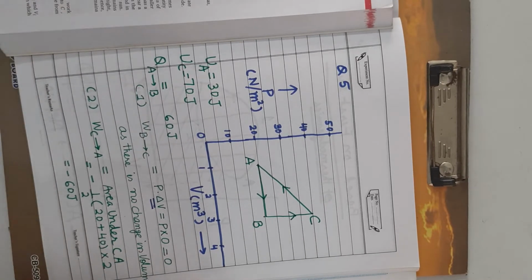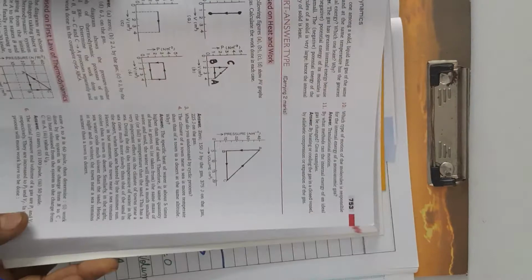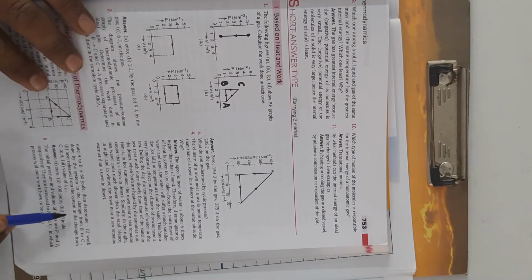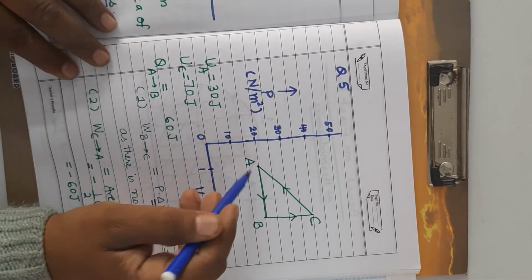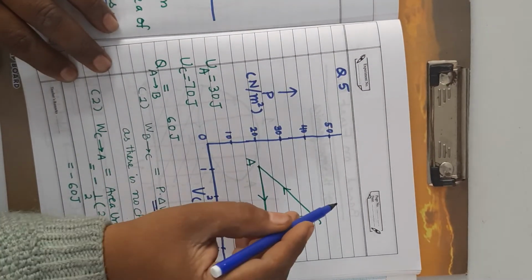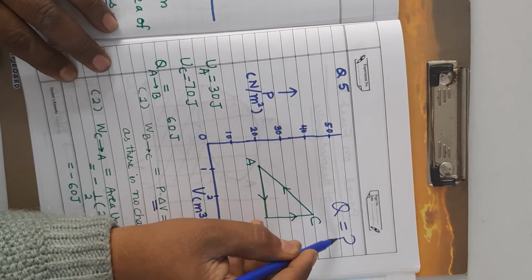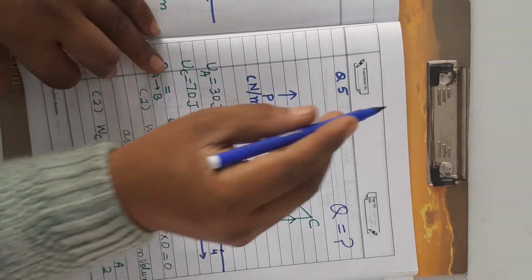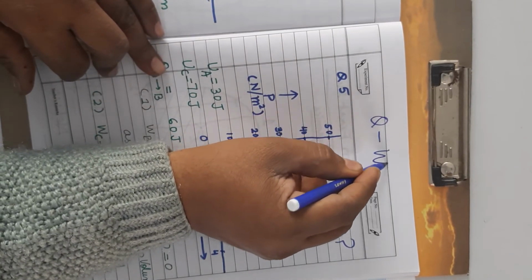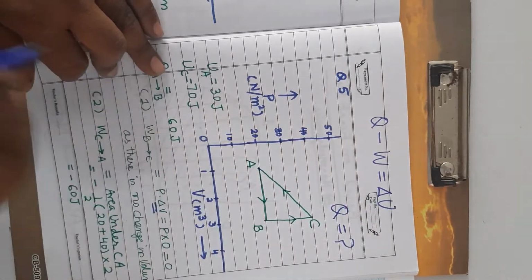It's clear. Then the second part: heat released from the system in the change from C to A. How much heat is released in going from C to A, that you have to find, Q. We can find W, but how will you find Q? In order to determine Q, we will use the first law of thermodynamics. The first law says Q minus W equals delta U.